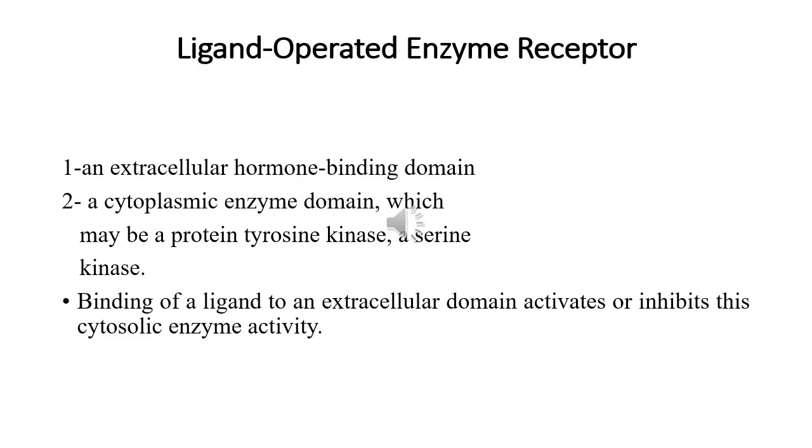Let us again have a look at this mechanism step by step, or in summary. Number one, there is an extracellular hormone binding domain. Number two, there is a cytoplasmic enzyme domain, and this enzyme domain may be a protein kinase or another kinase, for example serine kinase. So binding of a ligand to the extracellular domain activates or inhibits the cytoplasmic, cytosolic enzyme activity, which is present inside.